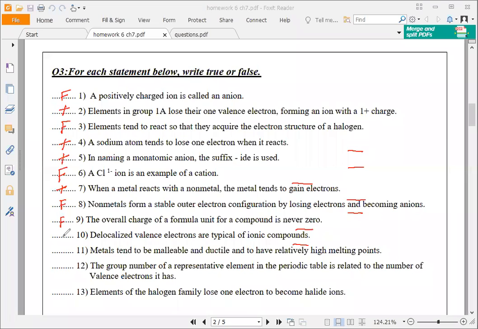Delocalized valence electrons are typical of ionic compounds. False.